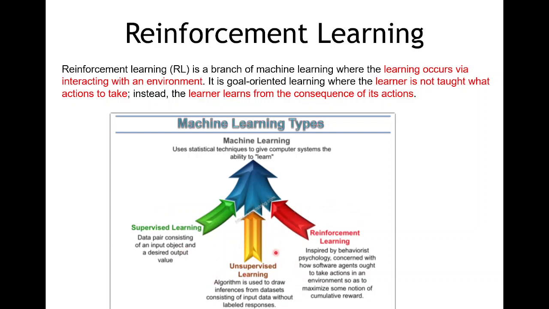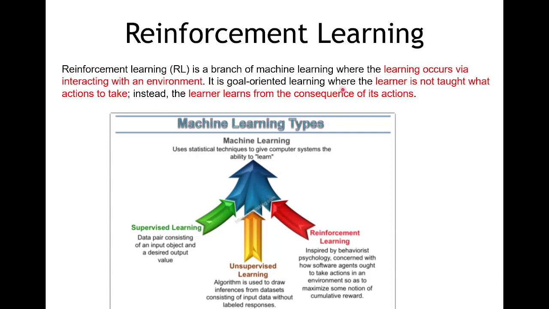Now I'm going to introduce you to the third and most modern form of machine learning, which is called reinforcement learning. Reinforcement learning is a branch of machine learning where learning occurs via interacting with an environment. This is a very important bit, because in reinforcement learning an agent interacts with the environment, learns while interacting, and based on its learning decides what its next action should be.